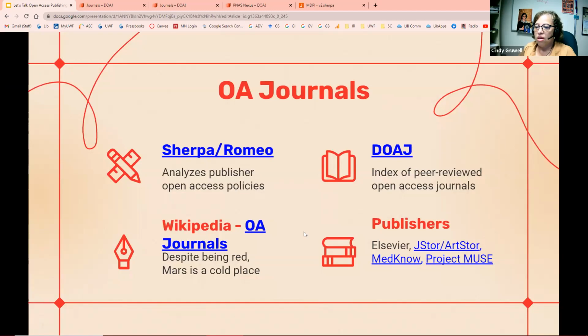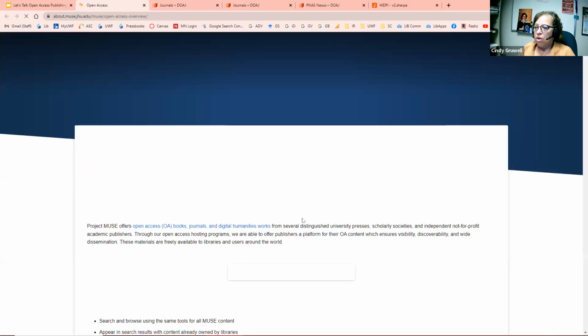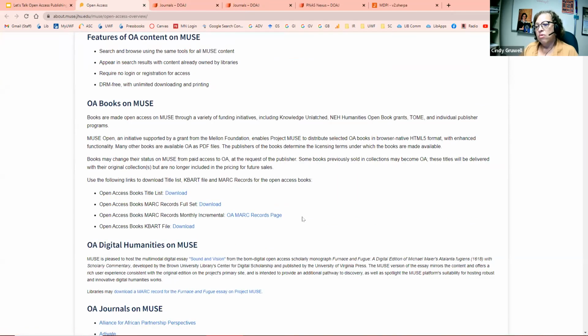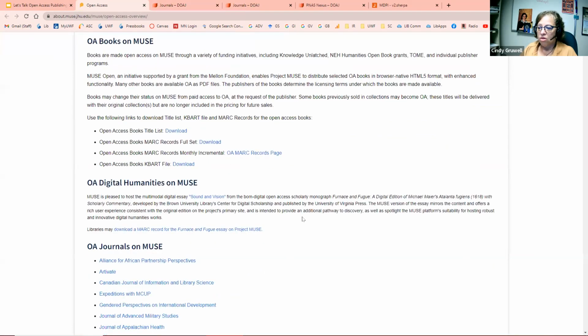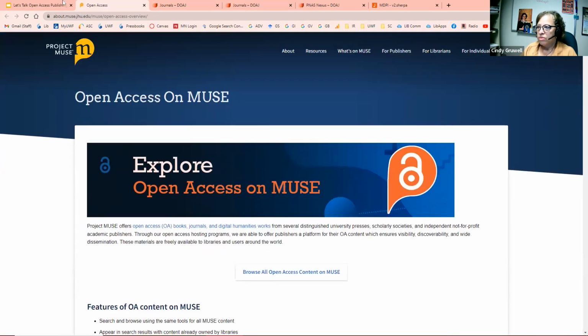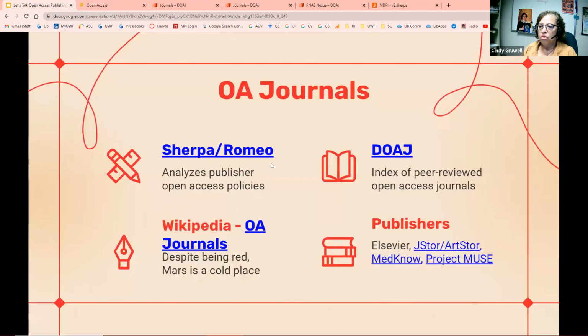The other two links that I have here: Wikipedia is just a list of journals by subject area. And then you can go into others. Sometimes the publishers, this is an example of Project Muse, will have lists of the journals that they have with open access. In their case, they also have open access books on Muse. This is in the humanities and social sciences. There is some hard science in here too. So these two, Sherpa Romeo and Directory of Open Access Journals, are really the two that you would want to focus on to utilize as you search for articles.